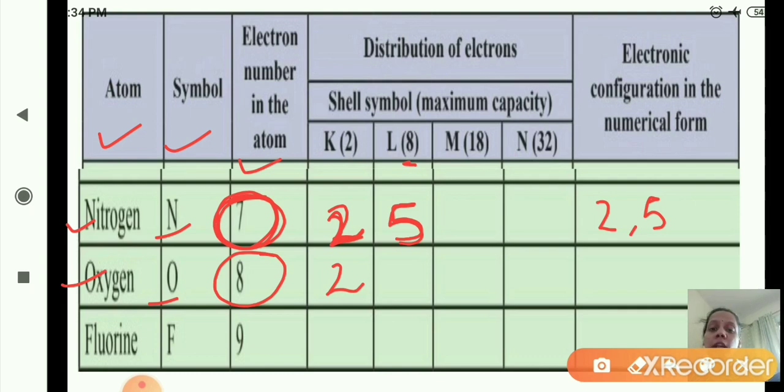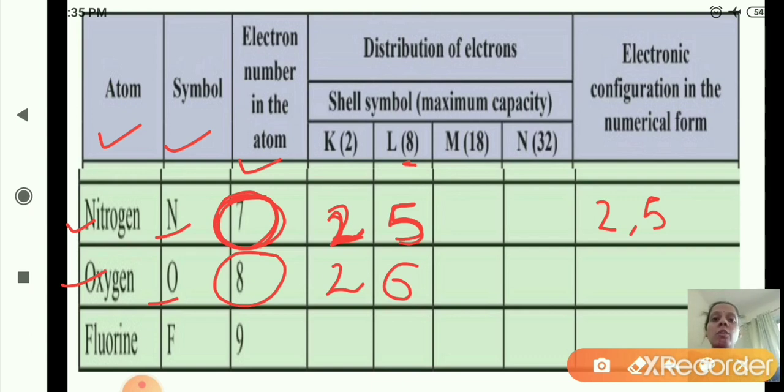Now how many electrons are remaining? From 8 electrons we arranged 2 electrons in K shell. So how many electrons are remaining now? Yes, 6 electrons, right. So 6 we will arrange in L shell. So 2 plus 6, that is total 8 electrons. So 2 electrons are in K shell and 6 electrons are in L shell.